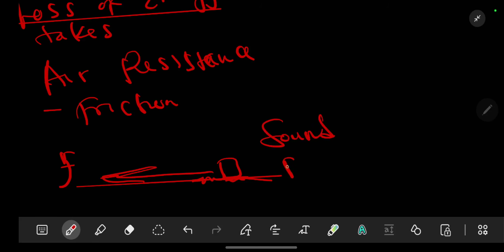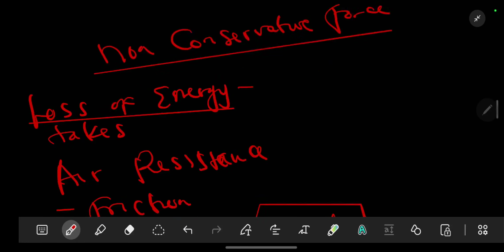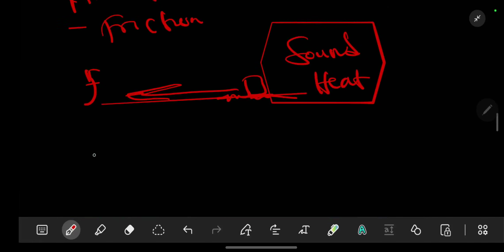Sometimes you will find that there will also be the loss of heat like that. So due to these two factors, this is what we refer to as the non-conservative forces. They tend to take away energy. So that is what we basically mean by non-conservative forces.